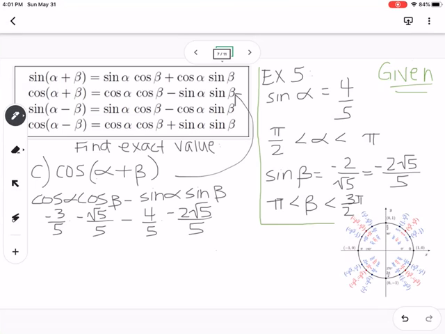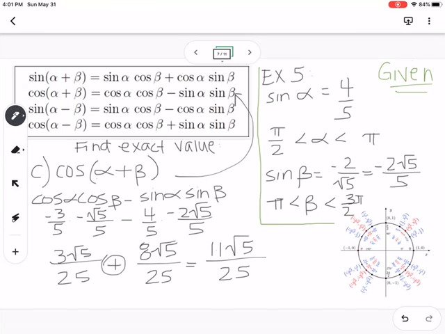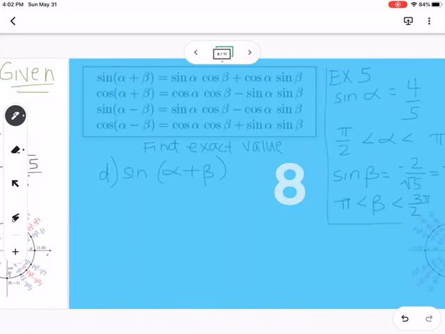Okay. All right, so now let's multiply. So negative 3 times negative radical 5 gives us 3 radical 5 over 25. And then this negative 4 and negative 2 multiplied, that's why it's positive. That's going to give you 8 radical 5 over 25, 5 times 5. And we have like radicals, so 3 plus 8 is 11 radical 5 over 25. Okay, that's part C. And then the last one for this example 5 is part D.